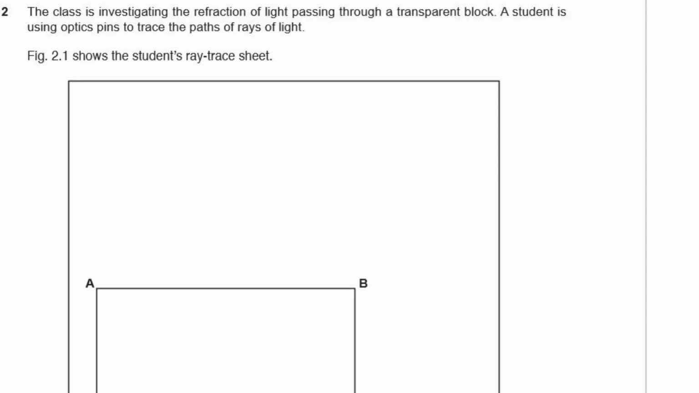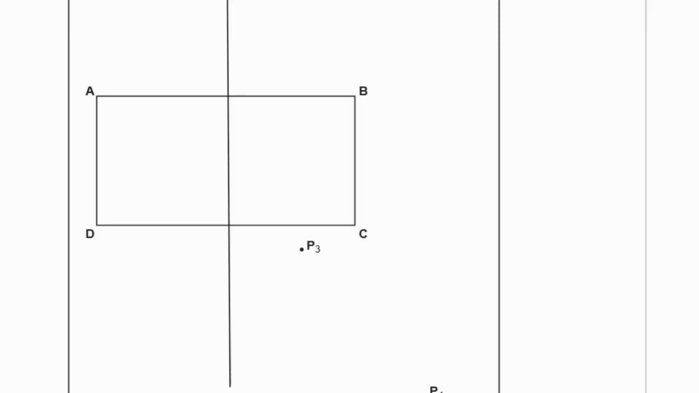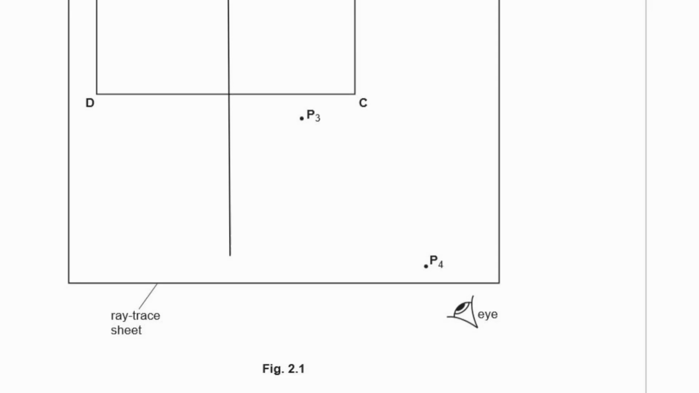Now, let's do our normal line, which is halfway across side AB. There we are, so I've drawn that normal line in now.